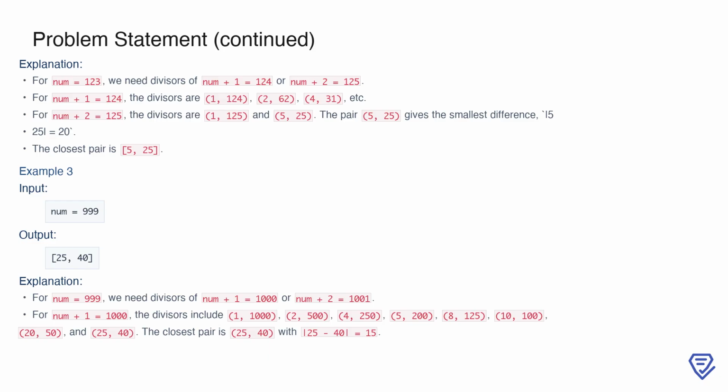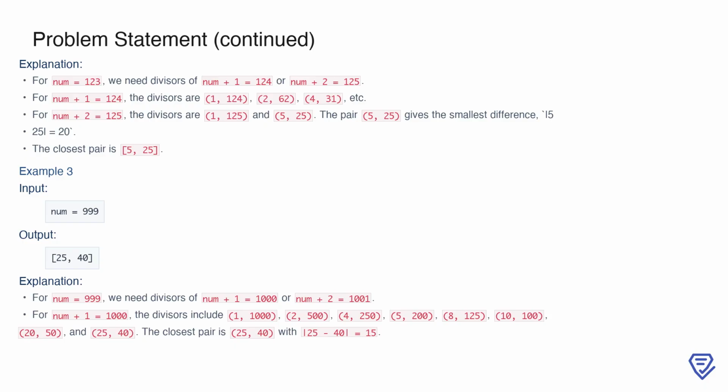Now let's look at another example where number is 999. Here, we need divisors of number plus 1 equals 1000 and number plus 2 equals 1001. For 1000, there are several divisor pairs, such as 1, 1000, 2, 500, 4, 250, 5, 200, 8, 125, 10, 100, 20, 50, and 25, 40. Among these pairs, 25, 40 has the smallest absolute difference, which is 40 minus 25 equals 15. This makes it the closest pair for number plus 1.